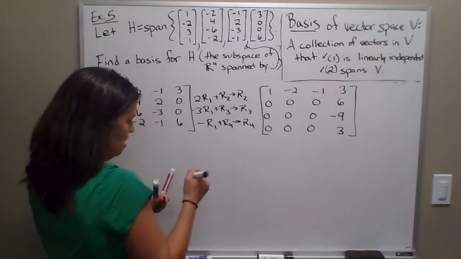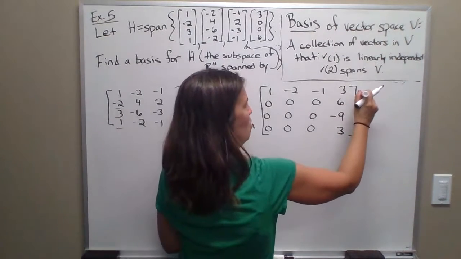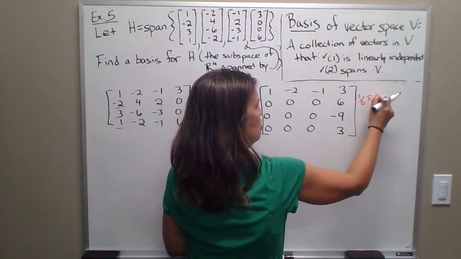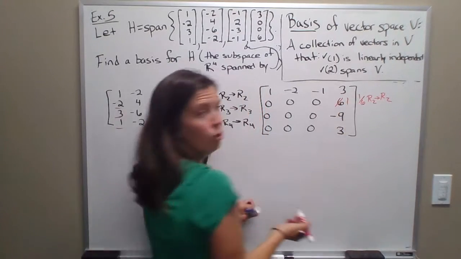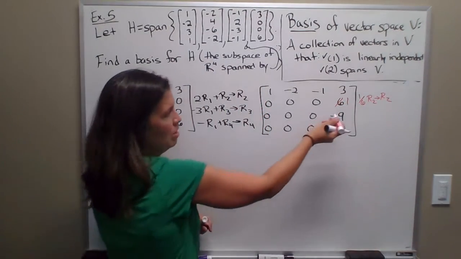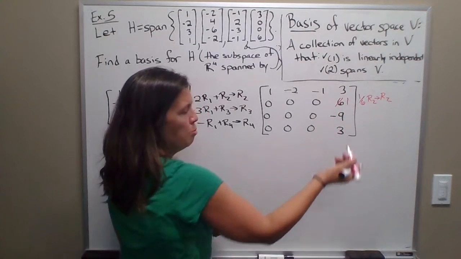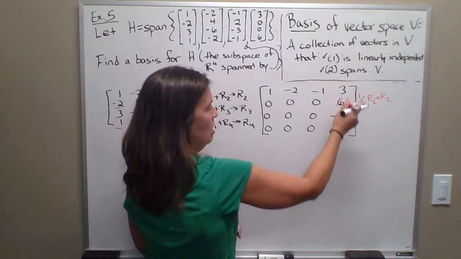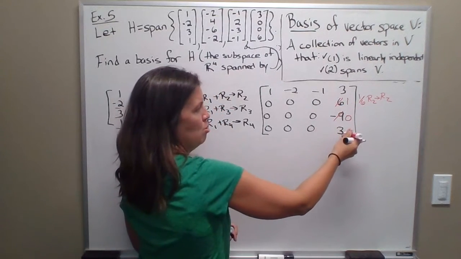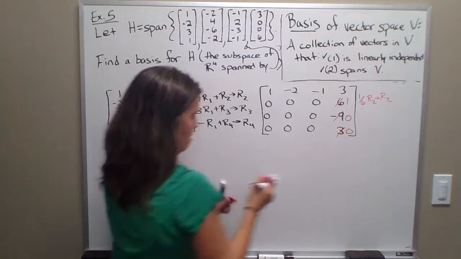If we did, say, 1/6 times row 2, make that the new row 2, then that would turn this into a 1. And then we could do, say, 9 times row 2 plus row 3. That's going to make this a 0. Negative 3 times row 2 plus row 4. That's going to make this a 0.